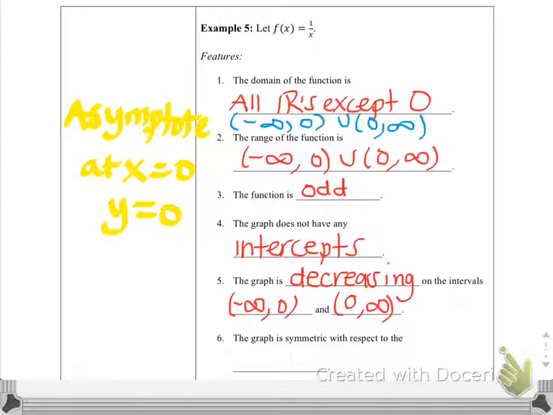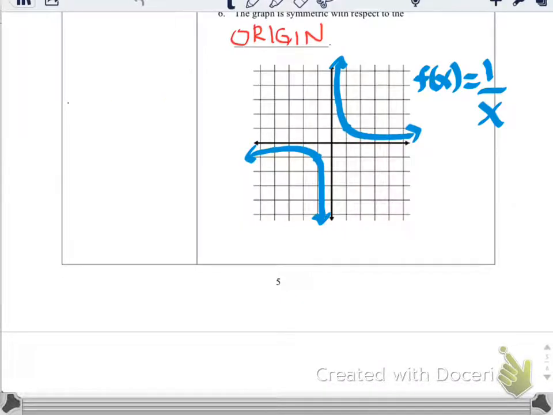The function is odd. The graph does not have any intercepts because of the asymptotes. It doesn't cross the x or the y-axis, but we'll talk more about that later. And the graph is decreasing on the intervals negative infinity to 0 and 0 to infinity. And it is symmetric with respect to the origin. All right, so this is the reciprocal function.